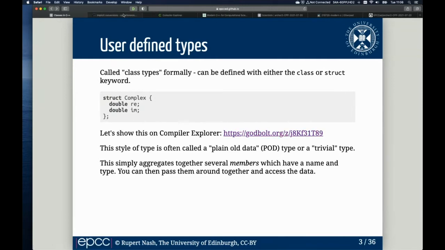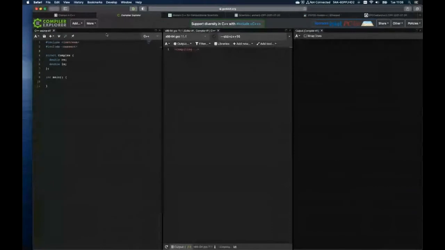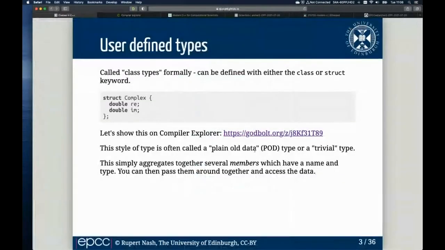So let's open this up on Compiler Explorer here. If you want, you can take this link and have a look at it. Totally clickable. And this style of type is often called plain old data, or a trivial type, or an aggregate type. What it does is it simply bunches together, aggregates together several members, each of which has a name and a type. And then you can pass this chunk of data around together and access the members individually.